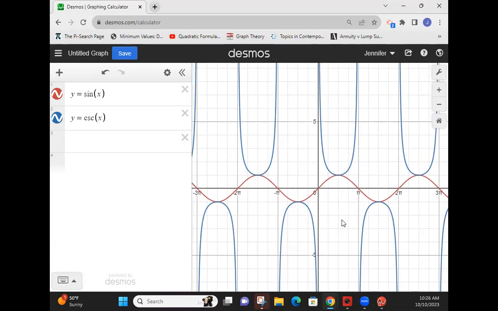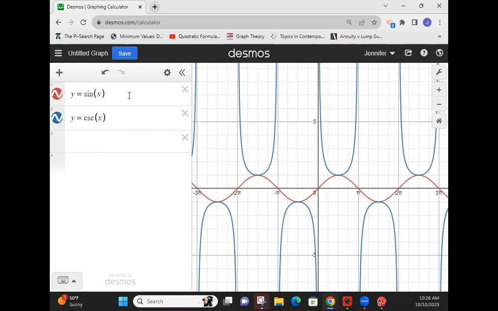Okay. Now, what if instead of sine and cosecant, I graphed cosine and secant? What would you expect to see on your secant graph? What do you think you're going to see? So here in blue this time is our cosecant graph. And we saw all these vertical asymptotes. Anywhere we talked about it being undefined, what do you think is going to happen on your secant graph?